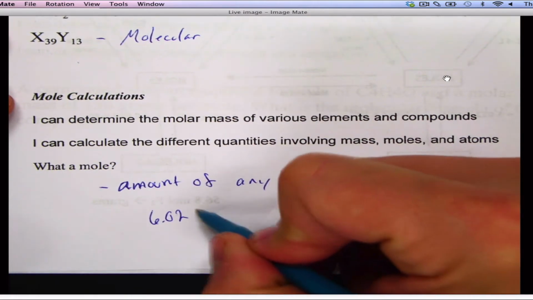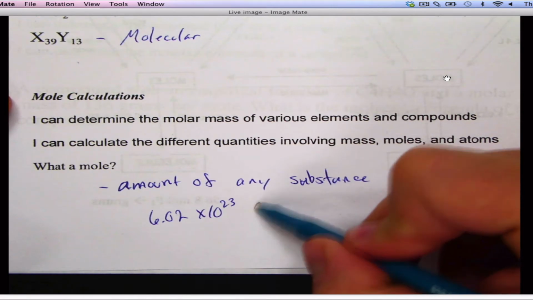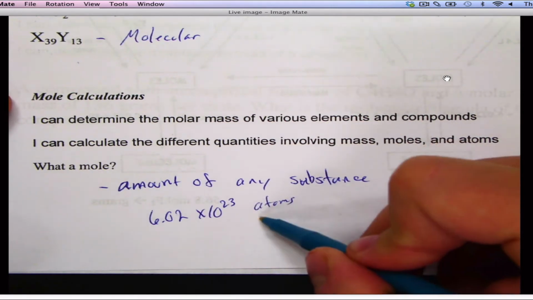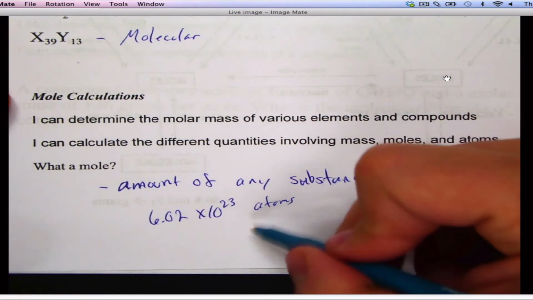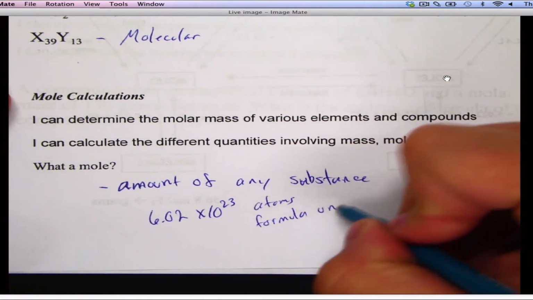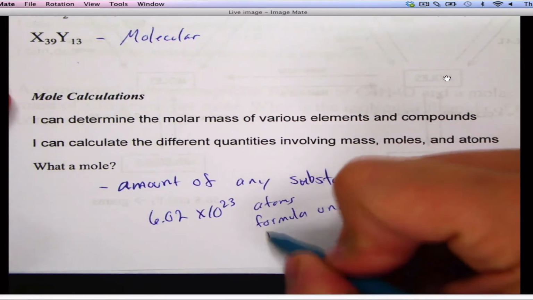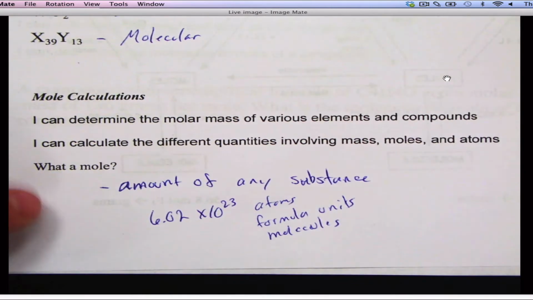And the number you need to realize that comes up big with this is Avogadro's number. And it's 6.02 times 10 to the 23rd. And this could be atoms, or depending on what you're dealing with, molecules or formula units. Formula units or molecules.